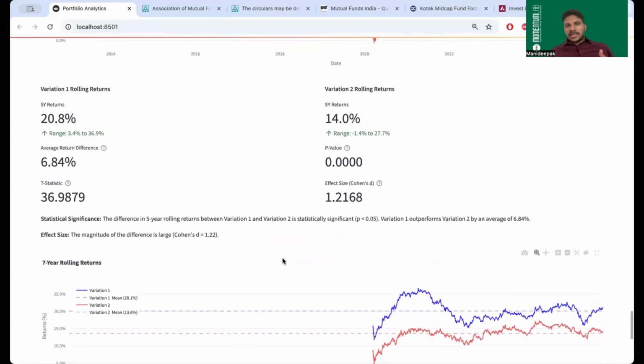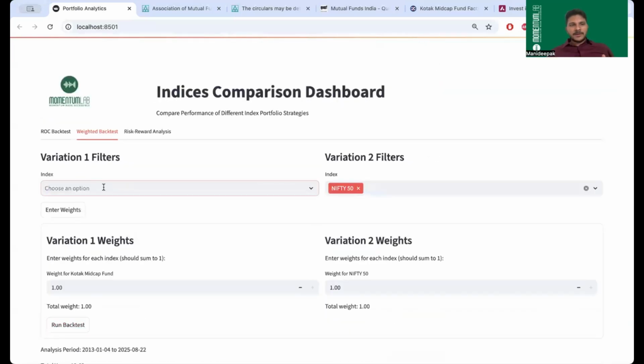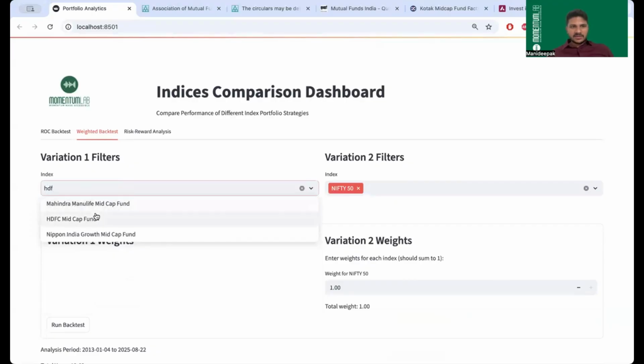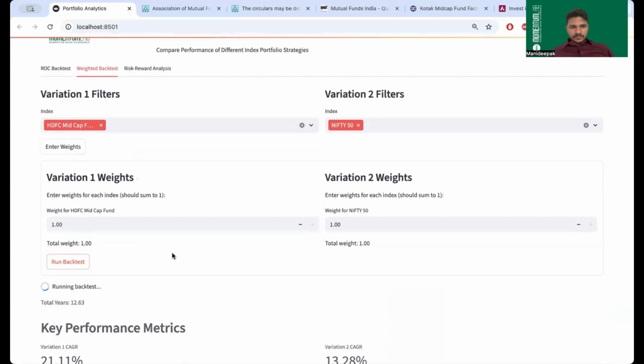So if I can just summarize it in one line, if you're okay to bear the fund from a drawdown standpoint, this fund seems to be doing better than the benchmark Nifty 50. Now let's compare another fund, see how that is faring against Nifty 50 as a benchmark. We'll just run the backtest.